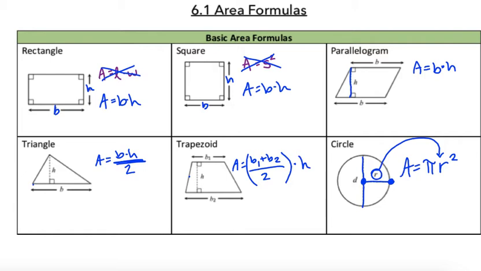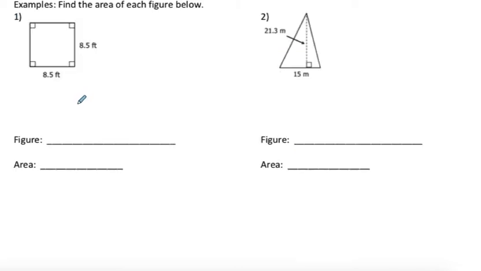Most of these formulas you should have seen before, even if they're in your brain and a little dusty. We're going to practice by applying these formulas. So the first thing I want us to go through is identifying the figure and then finding the area. When I look at this figure, I have 8.5 by 8.5, which makes this a square because those measurements are the same.